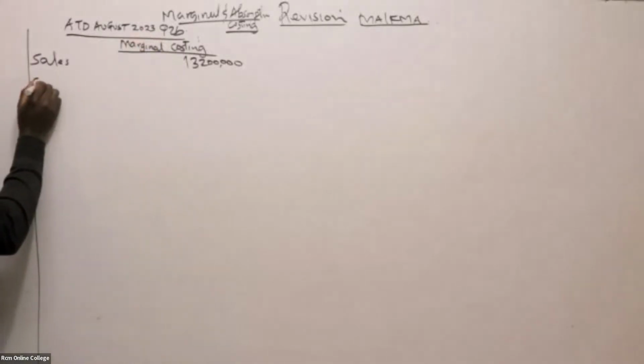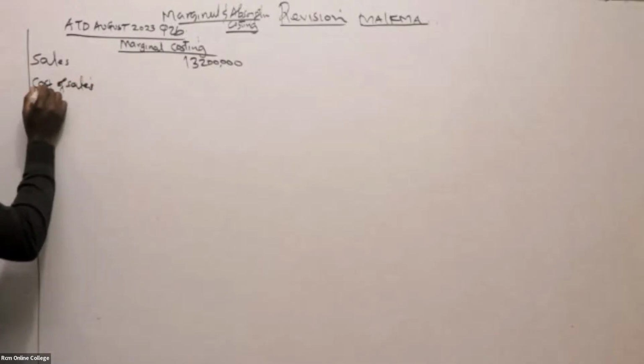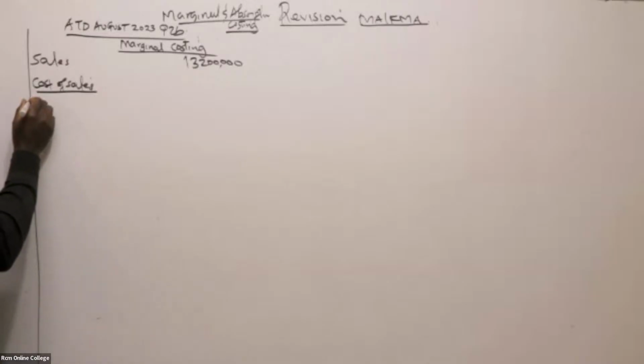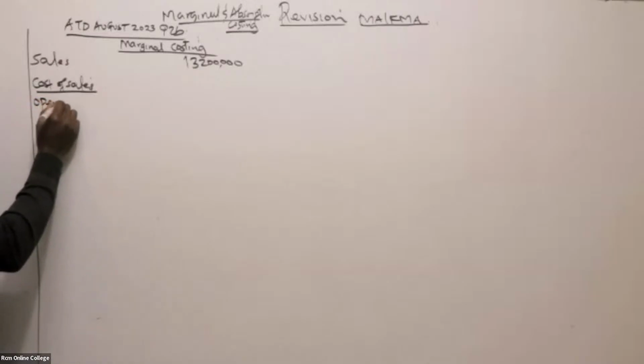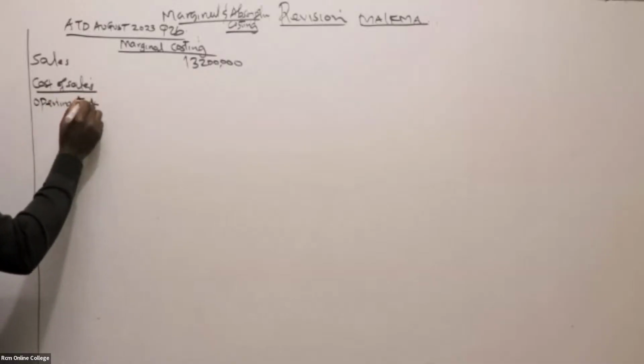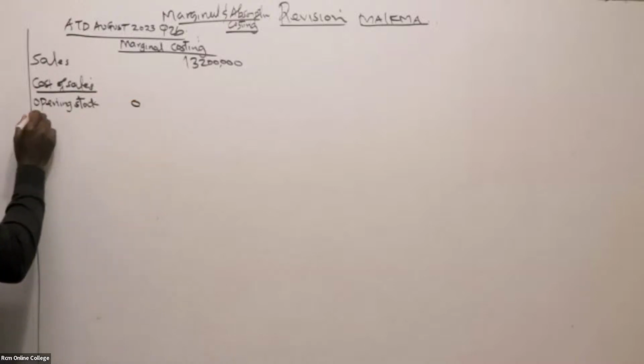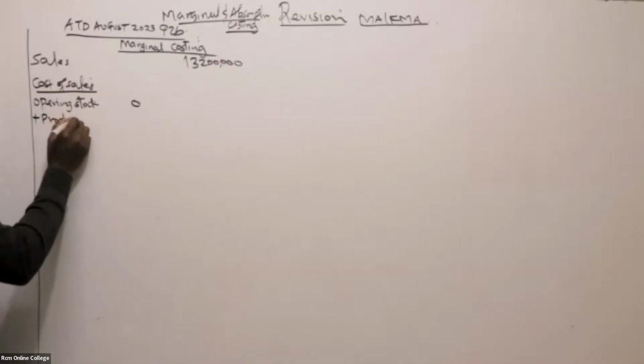We go to cost of sales. Our cost of sales under marginal costing will only contain what you call variable production cost. So let's get what we call opening stock. Do we have opening stock? If yes, we could have been able to bring it using that cost. So we don't have opening stock. How about production? So we add production.